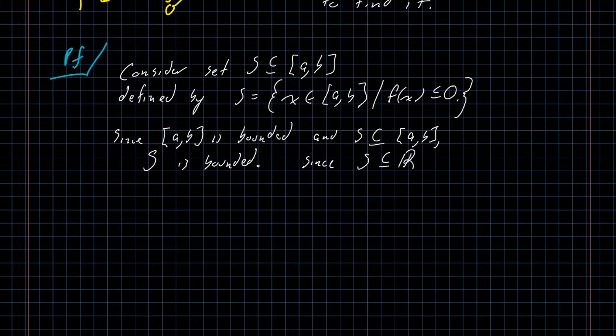Now, an interval is a subset of the real numbers, and a subset of a subset is a subset of the original set. So S is a subset of the real numbers, and the real numbers are complete. With those two facts, the least upper bound of S exists. It might be B, it might not be, but it does exist, and that's all that matters.